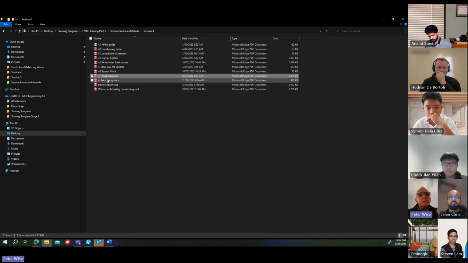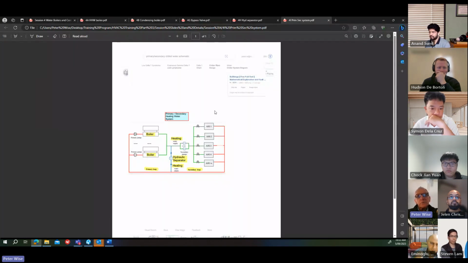So let's have a look at a primary secondary system. I've just changed this from the chilled water system. It's pretty much the same. So you've got boilers in the primary loop. They go down. The hydraulic separator, in this case, is like a decoupler. So the water from the primary loop can circulate through there, back to the boilers.